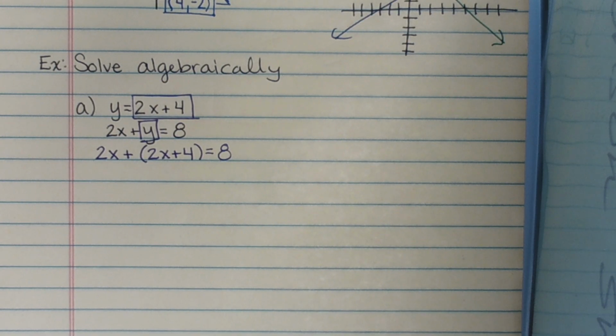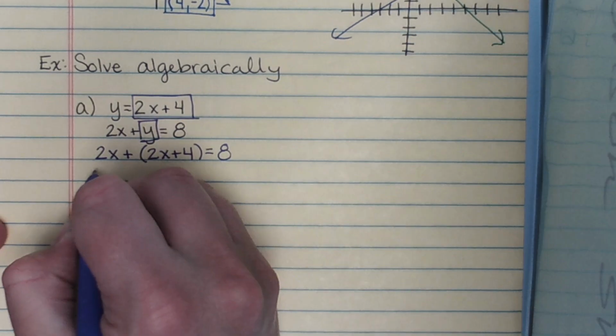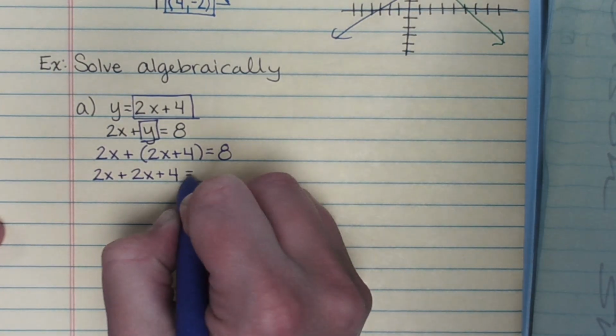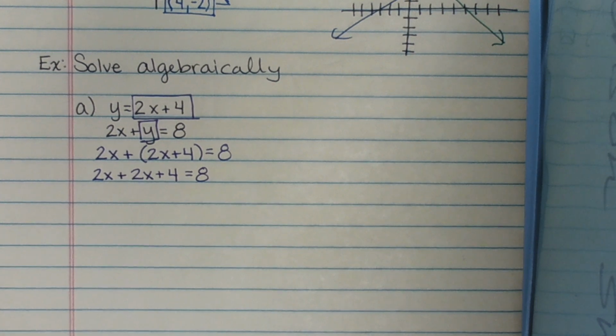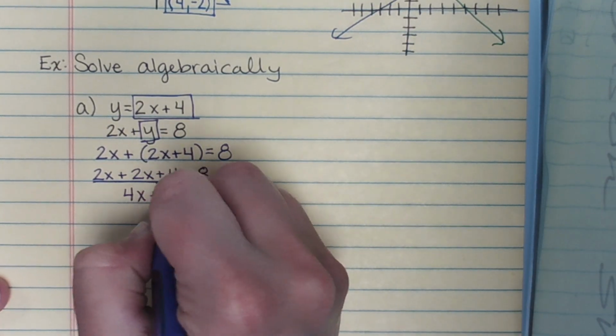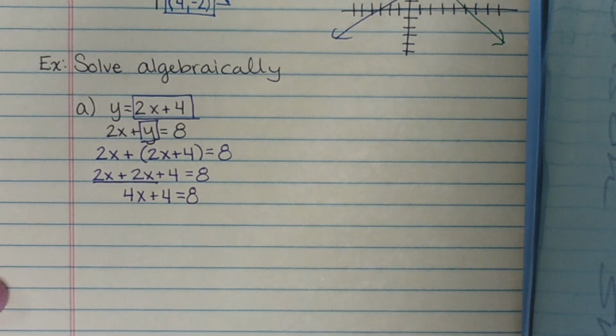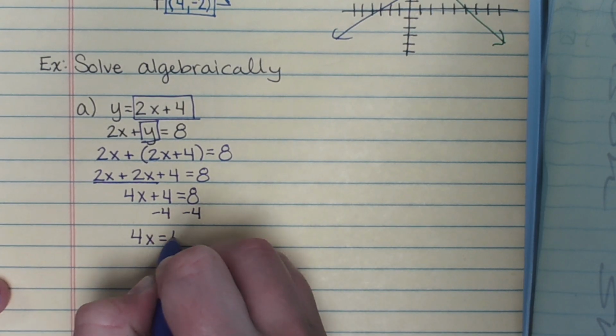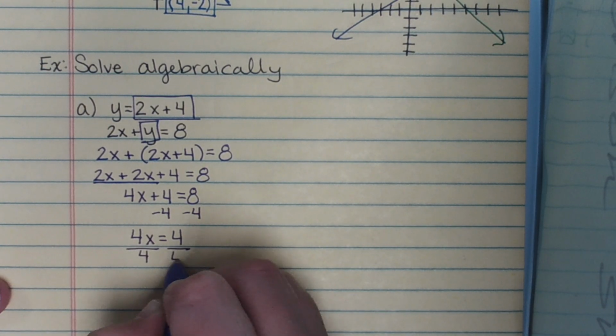Are the parentheses actually doing anything here? No. If they're protecting a multiply, do the multiply. If they're not, just get rid of the parentheses. Now I solve for x. Start by combining like terms. 2x plus 2x, 4x. Subtract 4. 4x equals 4, divide by 4, and x is 1.